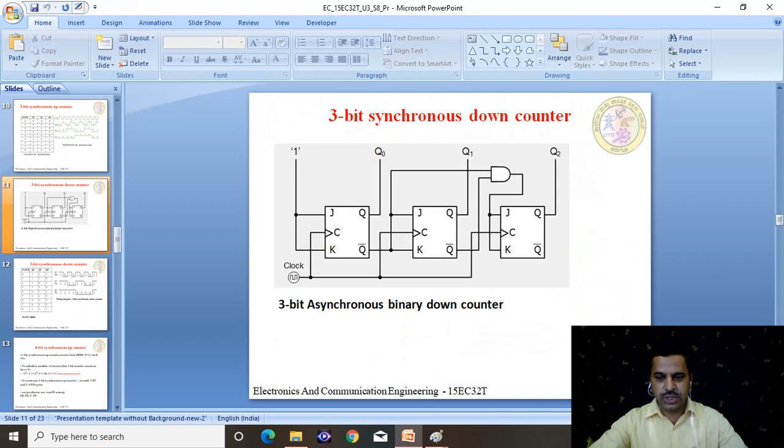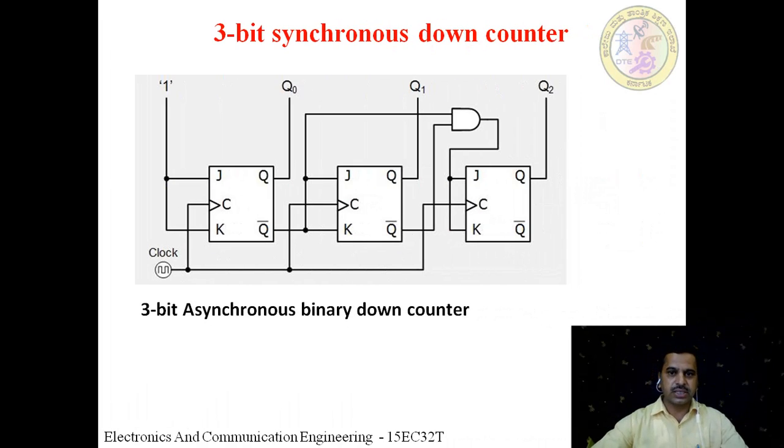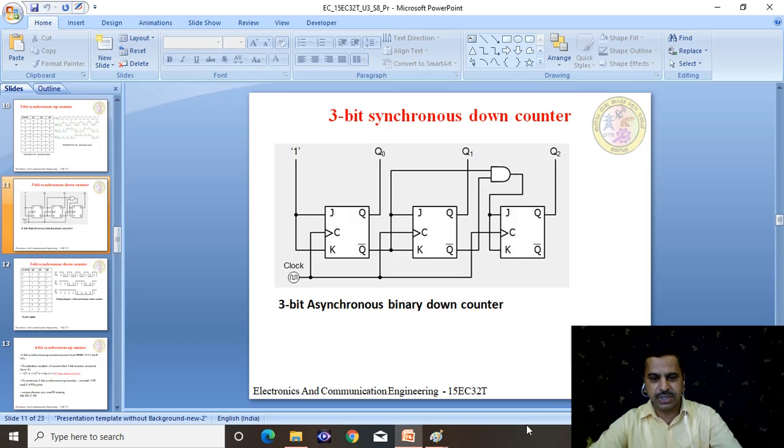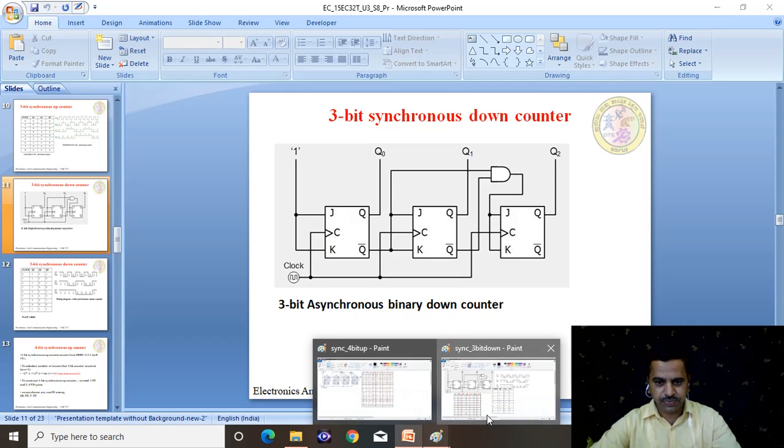Now let us move to the 3-bit synchronous down counter. We have studied the 3-bit synchronous up counter. In the same way, we can study the 3-bit synchronous down counter. The synchronous up counter counts from 0 to 7. The down counter counts from 7 to 0. That is the only difference. The construction of the circuit is also a little bit different, that you can see.